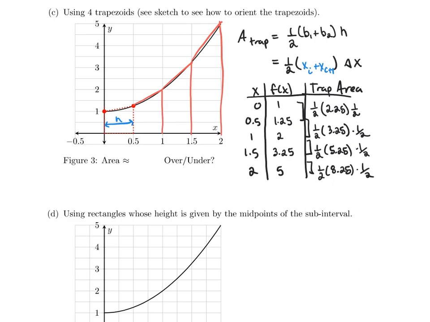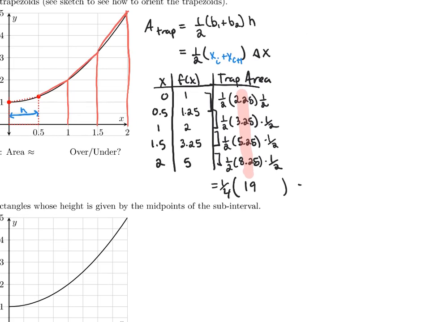Now you might notice that in each one of these I'm multiplying by 1/4, and then I could just add up all of those numbers that I have in the middle. So add up all of these. And those middle numbers add up to 19, so I end up with 19 over 4, or 4.75. Okay, now if we look carefully, we can see that each trapezoid does go slightly above the parabola, so this is still an over approximation.